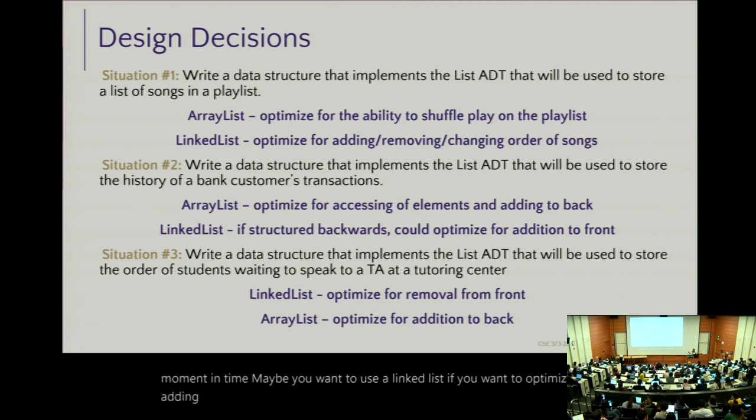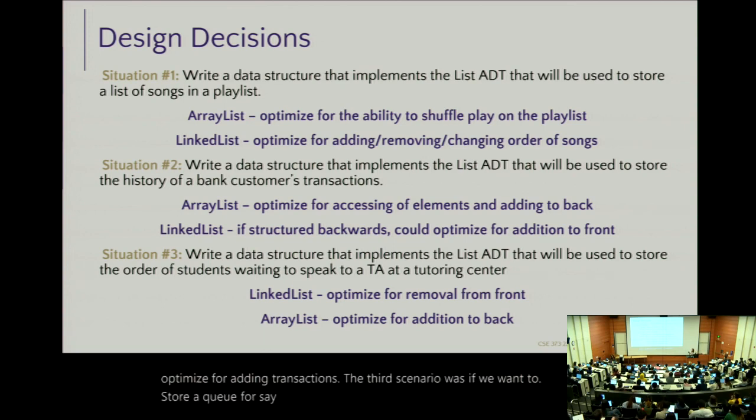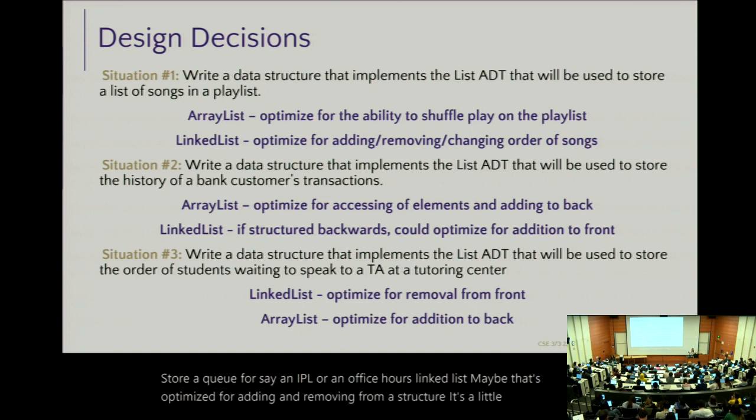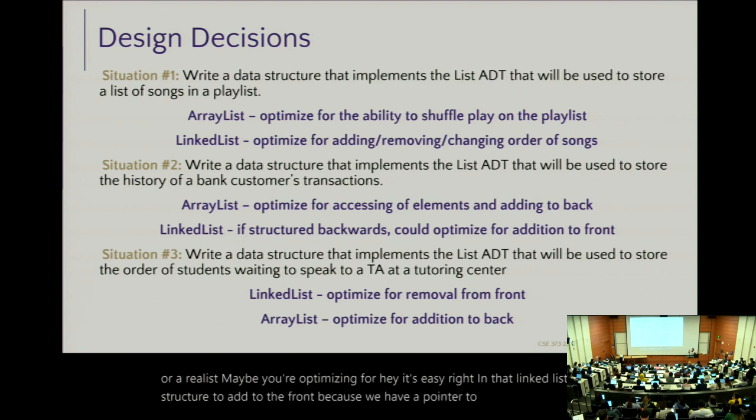The third scenario was if we want to store a queue for, say, an IPL or an office hours queue. Linked list, maybe that's optimized for adding and removing from a structure. It's a little easier to add people coming into the queue, easier to sort of take them out of the front. Easy, right, in that linked list structure to add to the front because we have a pointer to the front. If we wanted to add to the back, we'd have to loop all the way to the back. Array list, maybe it's easier to add to the back.